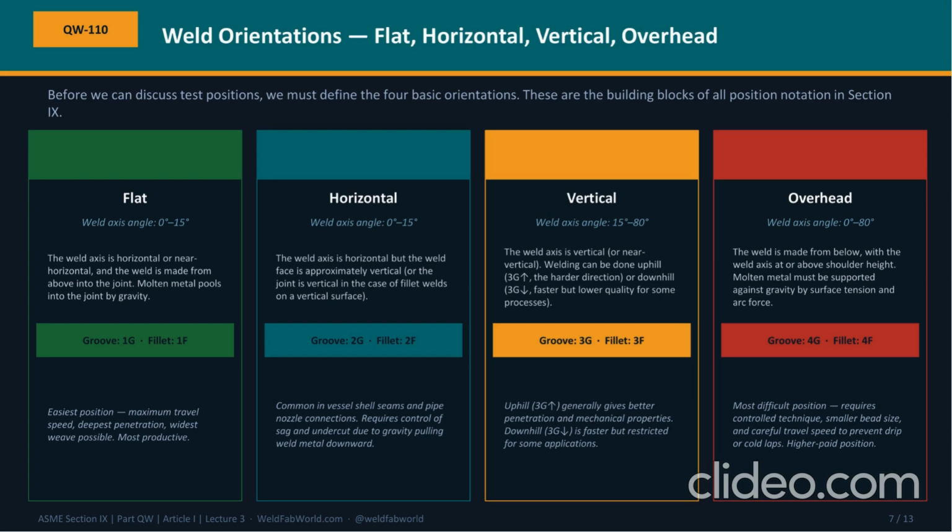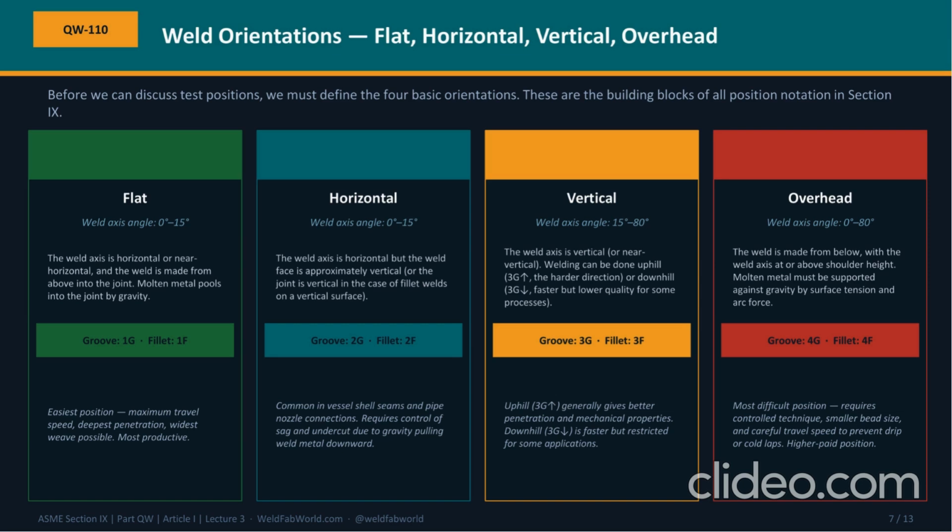Groove welds in the overhead position are 4G. Fillet welds are 4F. This is the most physically demanding and technically challenging position. The molten pool has to be held in place against gravity purely by surface tension, arc force, and shielding gas pressure. Bead sizes must be smaller, travel speed more controlled, and current and voltage carefully managed to prevent drips and cold laps. Overhead welding qualifications typically come with higher pay rates in production, which reflects the skill premium involved.